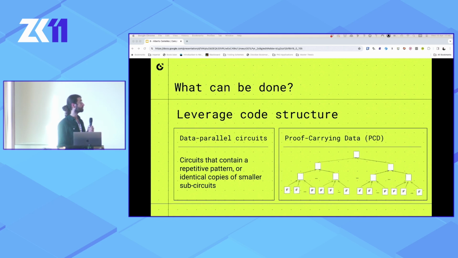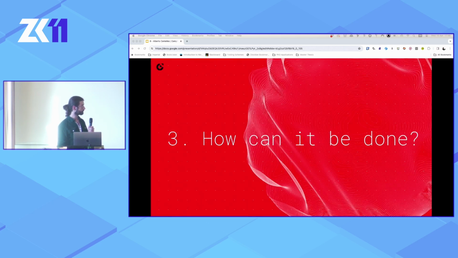And another obvious generalization of IVC is this thing called proof-carrying data, which allows us to do folding, not in a sequential way, but in a tree-like way. And each of the nodes only depends on the leaves, and by proving the root of the tree, we prove the whole computation.